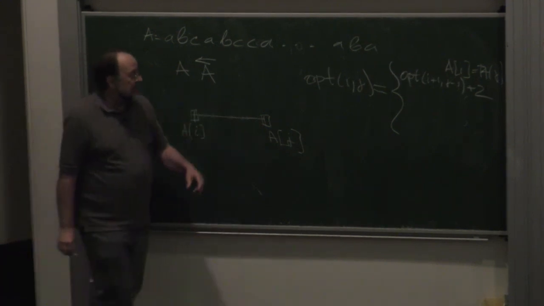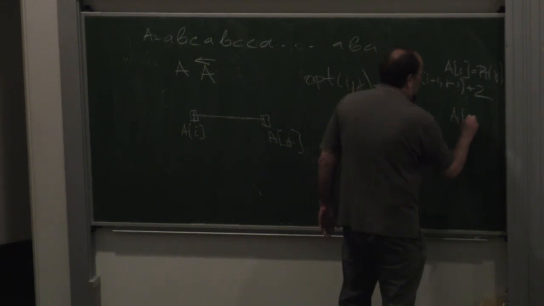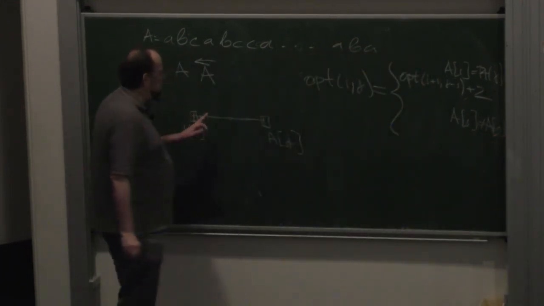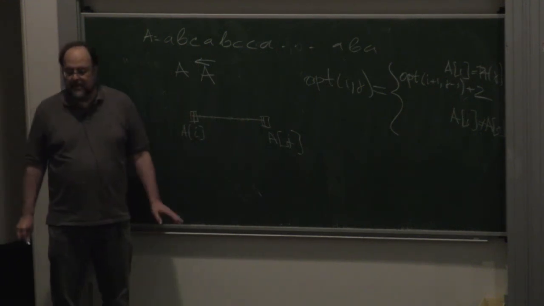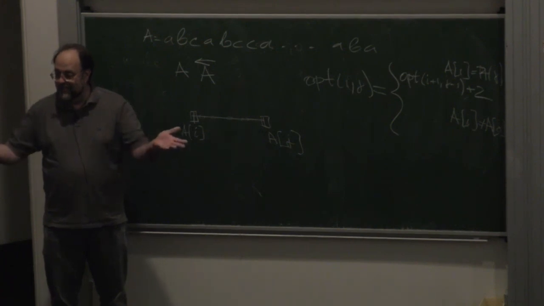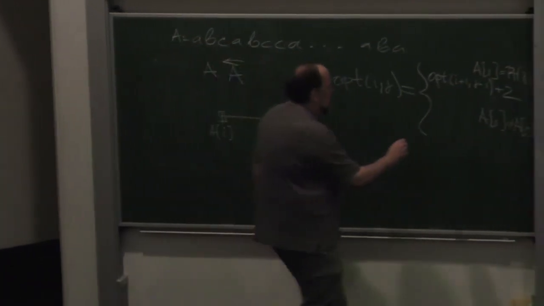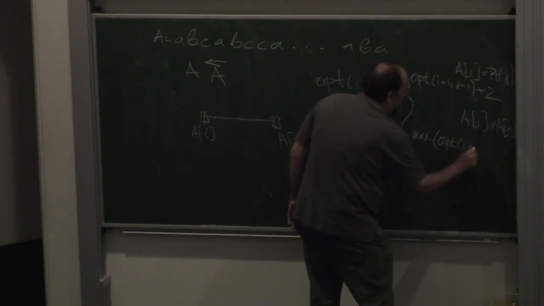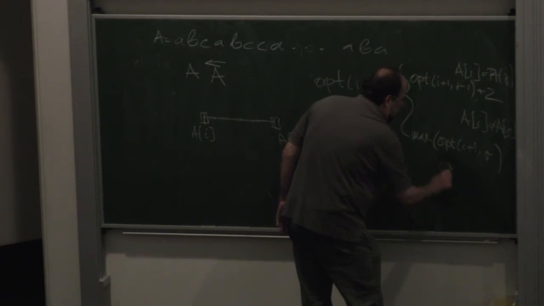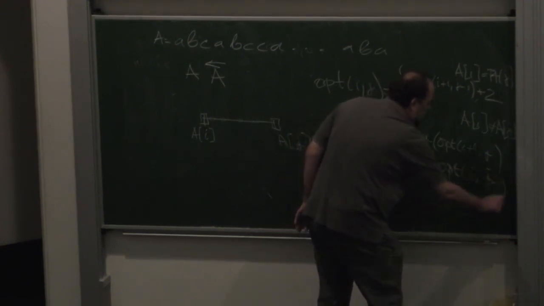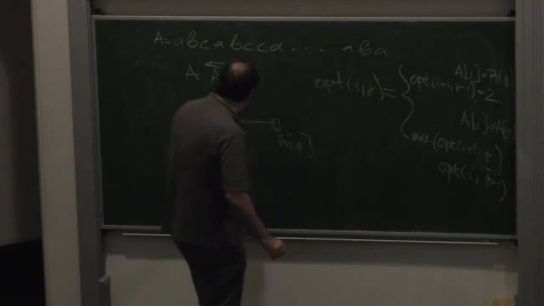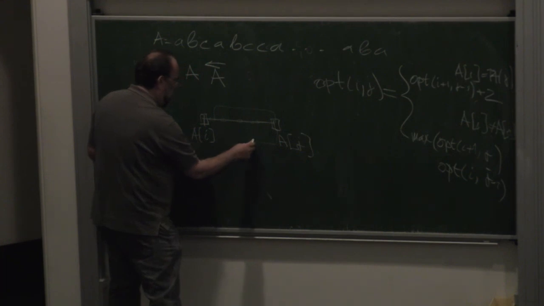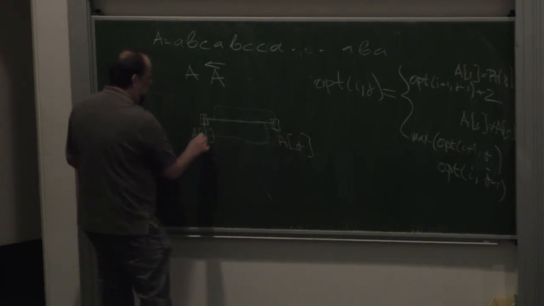What will it be if ai is not equal to aj? How do you find the longest palindrome that lives here? By the simplest possible recursion. Yes? Max opt i,j minus 1. Exactly. So this will be max opt i plus 1, j and opt i, j minus 1. I plus 1 all the way to here, or here up to this.